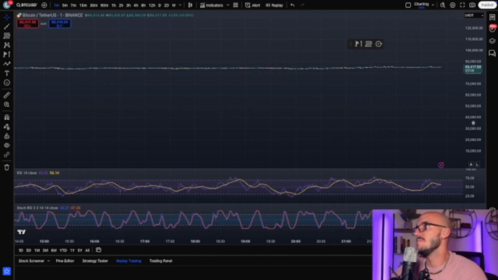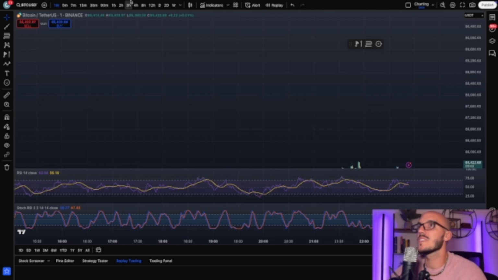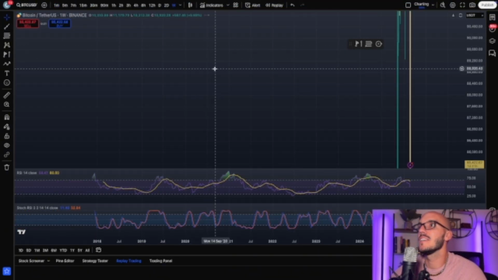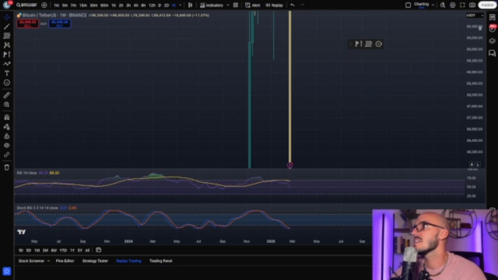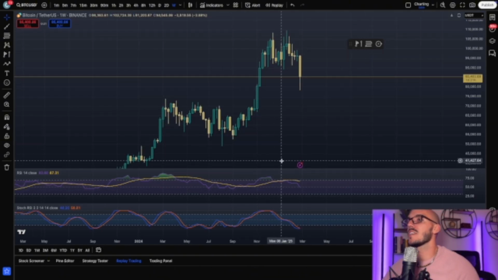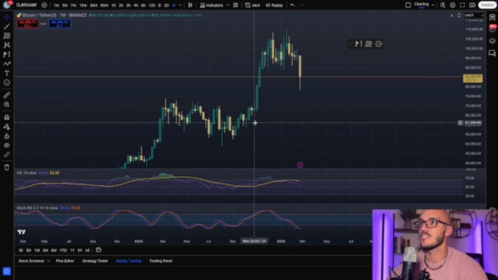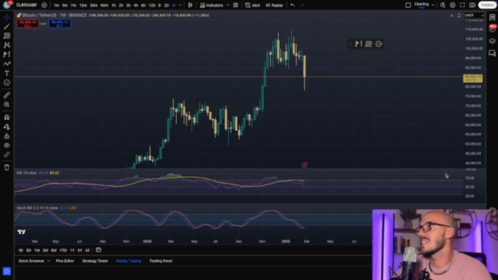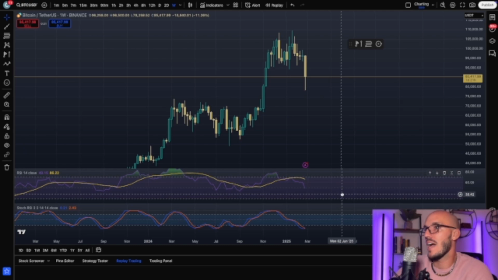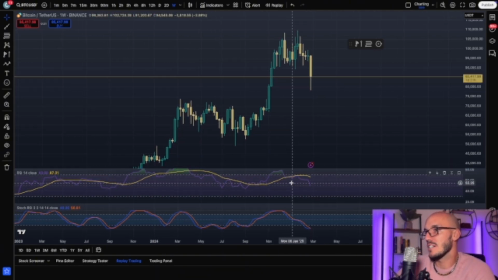Now I want to just show you what this looks like on the chart, but again, you don't want to use these indicators alone. You don't want to base your entries and exits just off these indicators alone. But let me show you an example of how to read these things. So let's look very, very recently, okay?